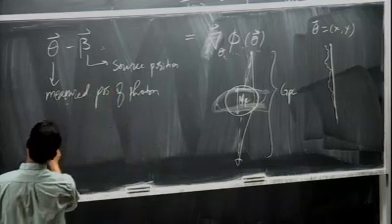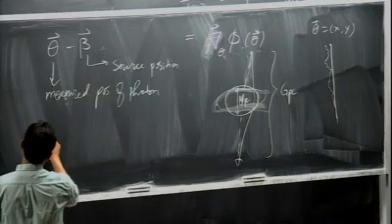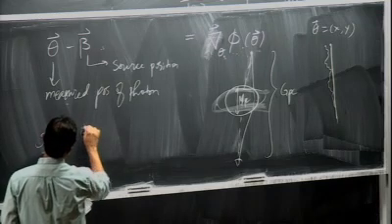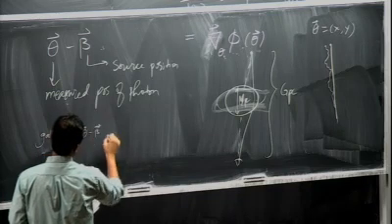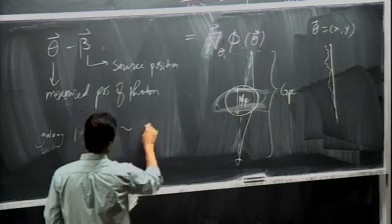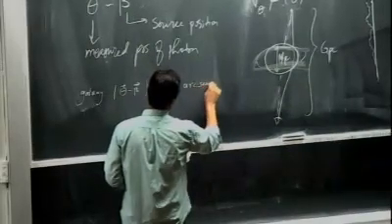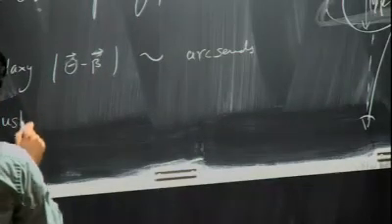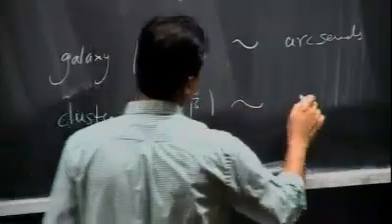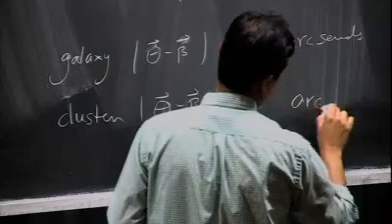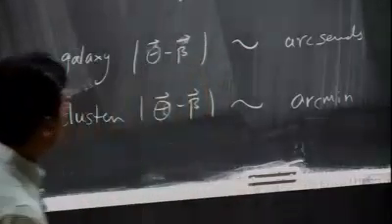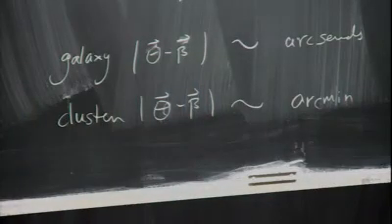These differences tend to be, on galaxy scales, theta minus beta of order arc seconds, or tens of arc seconds. And when you get up to clusters, theta minus beta gets up to maybe as much as an arc minute. This is sort of the upper end of it. And these are things we can measure.